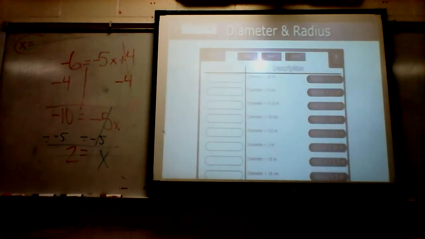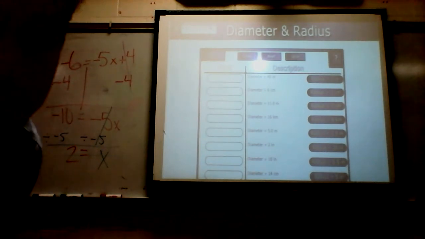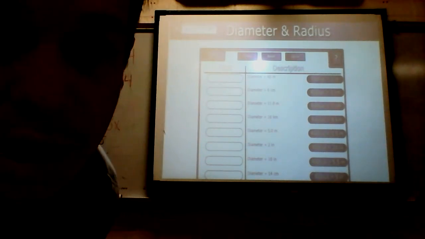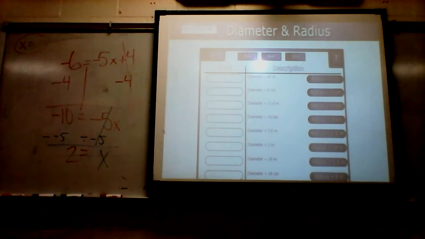On the smartboard, it might be kind of hard to read here. There is a list of diameters and radii, the plural of radius. Number 1, if you can see it, please pause the video now and complete it on your paper.